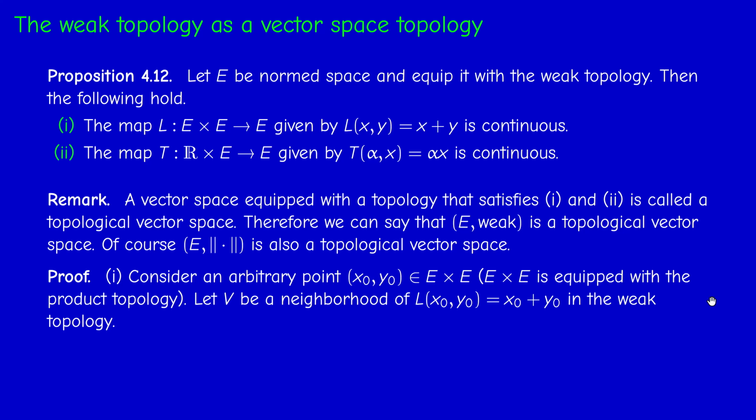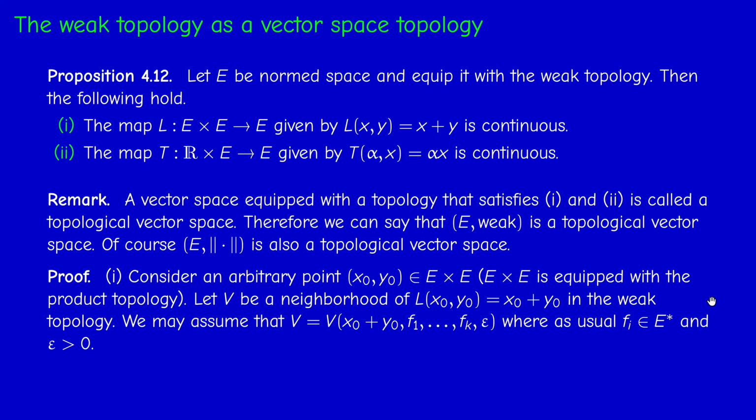So how do I prove that L is continuous at x0, y0? I have to prove that for any neighborhood V of the image, so of x0 plus y0, in the weak topology, there is a neighborhood in the weak topology of x0, y0 whose image under L is contained in V, right? As we know, we can take V to be of a special form. It is the set of z such that phi of z minus x0 plus y0 is less than epsilon in absolute value.